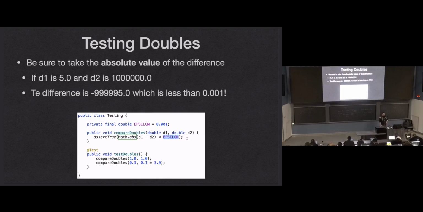I see this when students are cutting and pasting this, and somewhere along the line they lose their absolute value for some reason. I don't know how they even do it, or they're just typing this from memory and they forget to type the absolute value. They have all kinds of bugs in their testing. Don't forget that absolute value. It's very important. The magnitude of the difference should be less than epsilon. That's going to check if these doubles are within epsilon of each other.